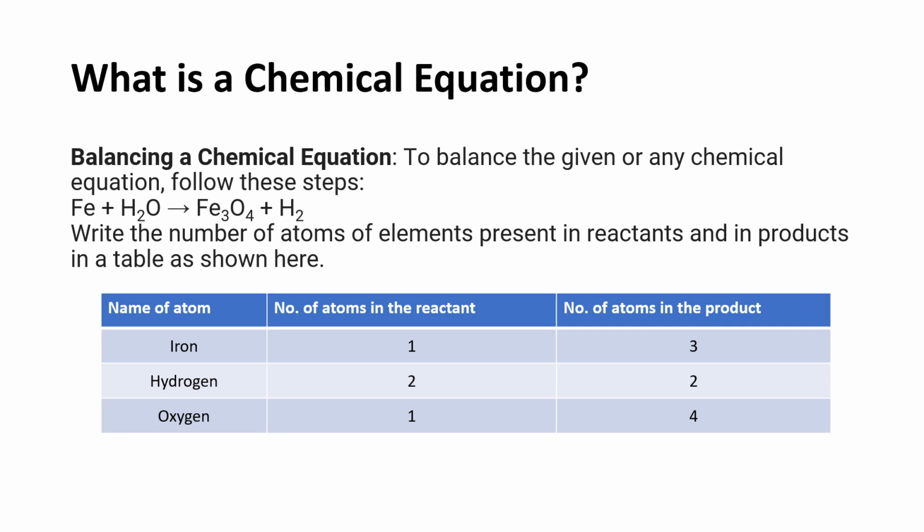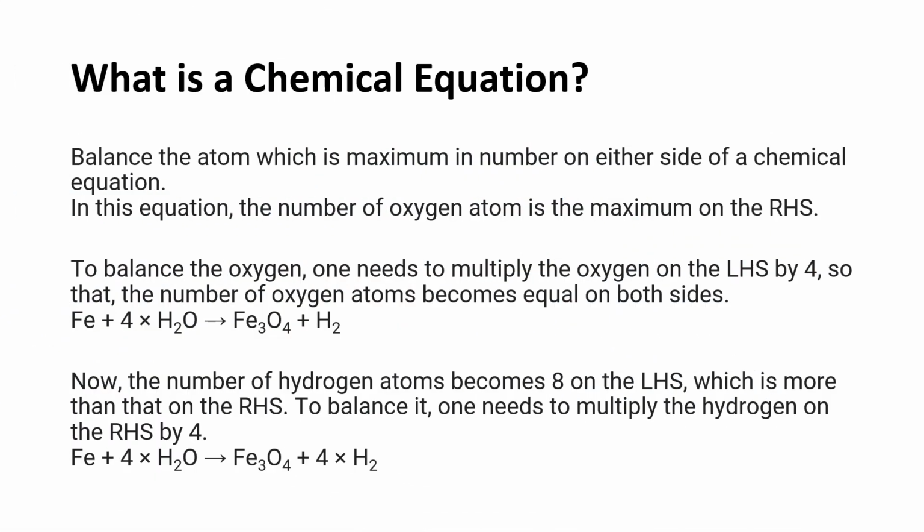As we can see in this table, the number of atoms are given in reactant and in product. Iron: in reactant 1 and in product 3. Hydrogen: 2 and 2, and oxygen: 1 and 4. Balance the atom which is maximum in number on either side of the chemical equation. In this equation, the number of oxygen atoms is the maximum on the RHS.